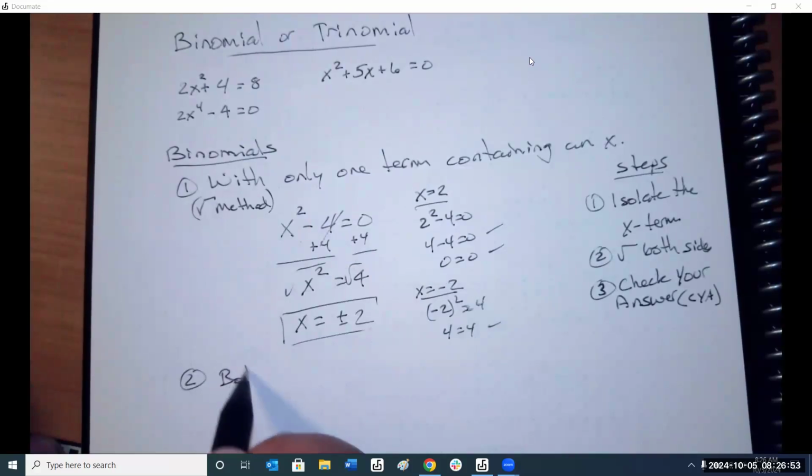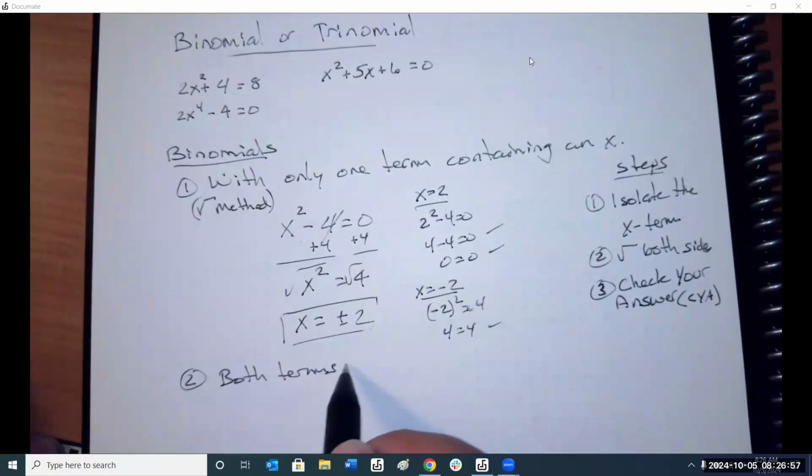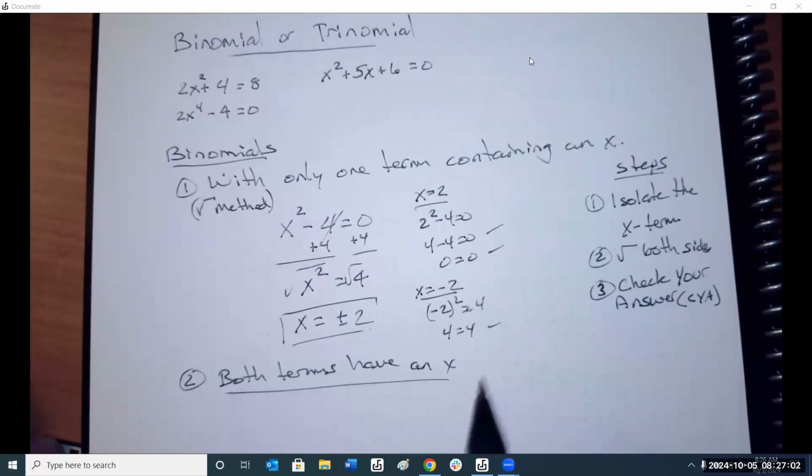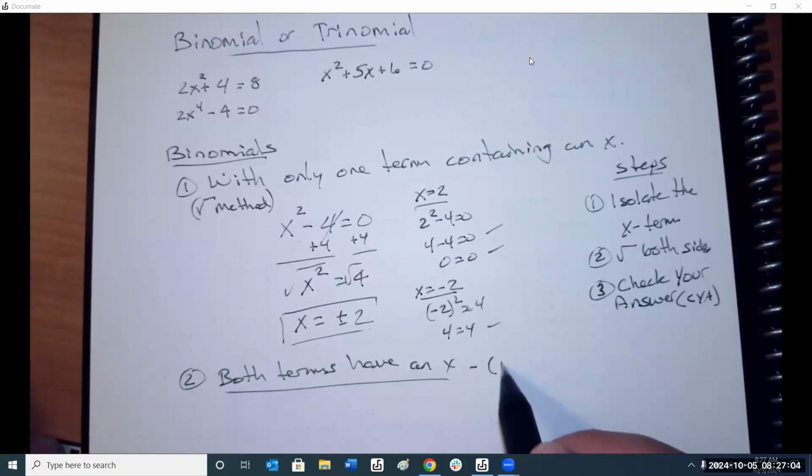And in the second, both terms have an x. Then we use the factoring method.